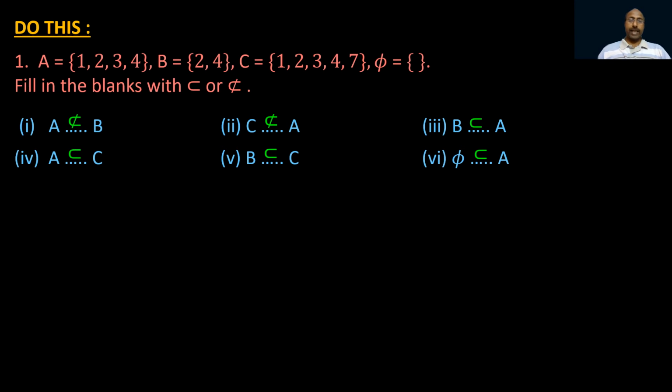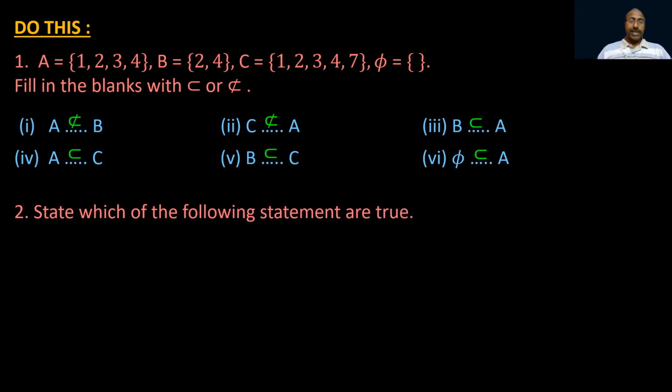So let us see the second one. State which of the following statements are true. First one. So observe these 3. The first one is the null set equal to phi. The second one is phi equal to 0. The third one is 0 is equal to the set {0}. So what do you think, which statement is true?